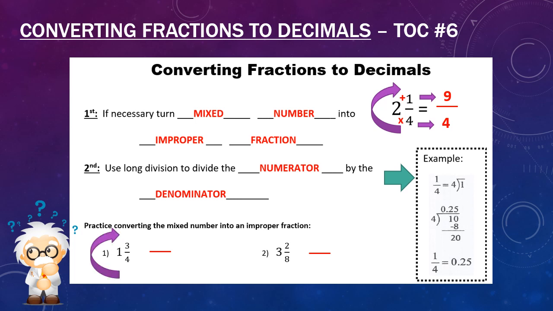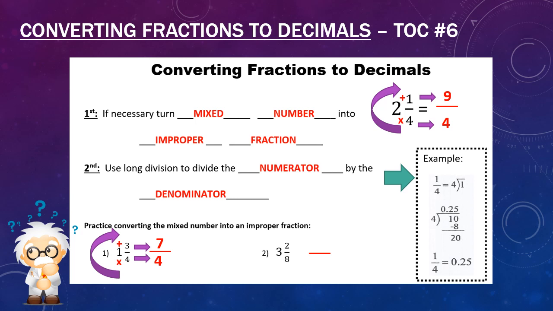So I'm going to draw the magic C, multiply 4 times 1, and that gives me 4, plus 3 gives me 7. And then that 4 just comes over and stays 4. So 1 3/4 is really the same as 7 over 4.